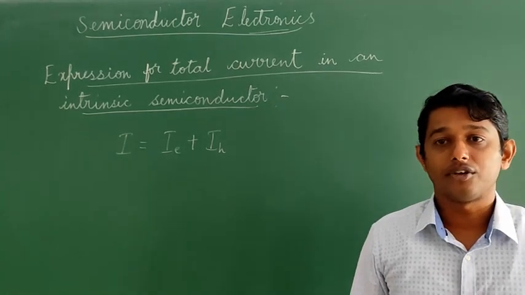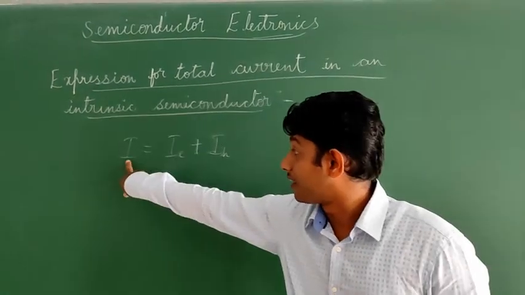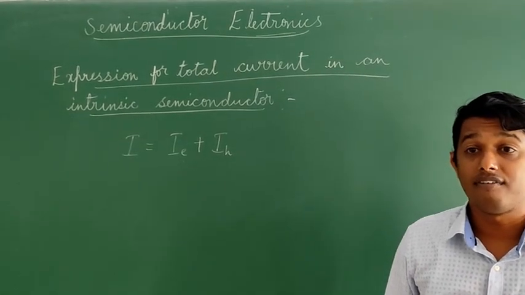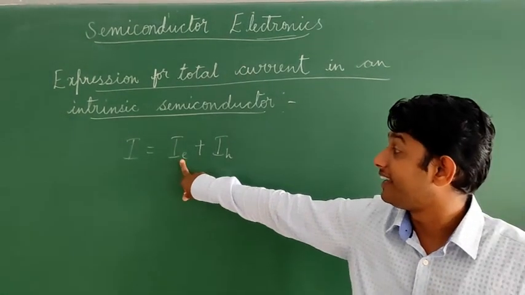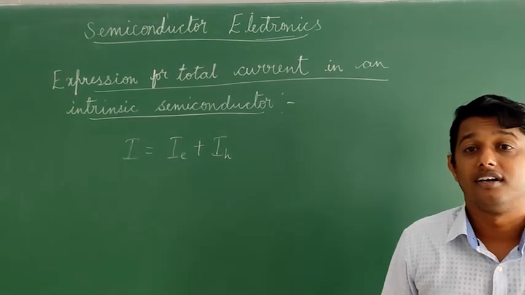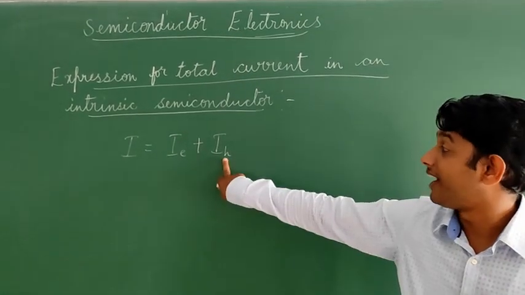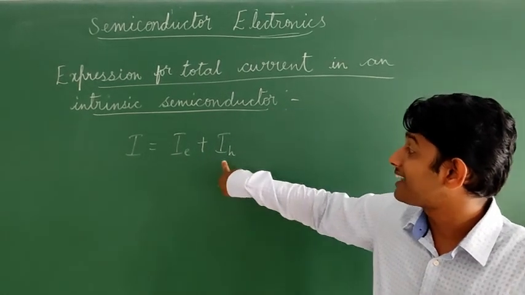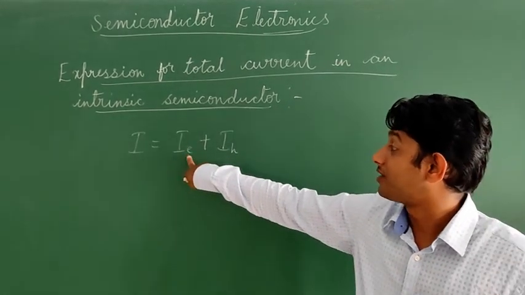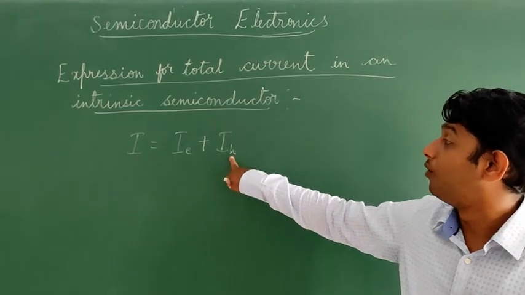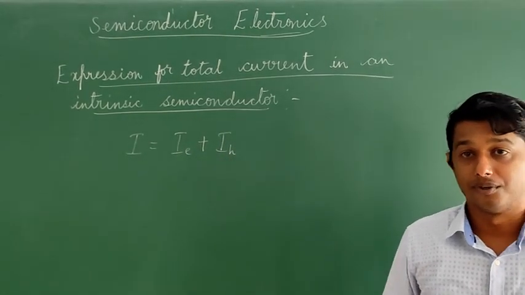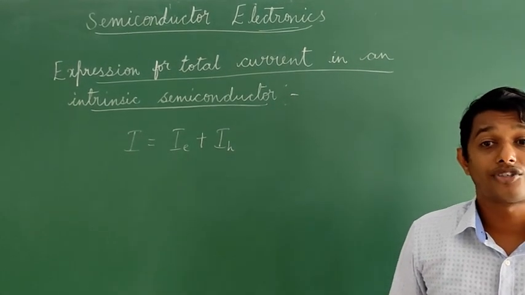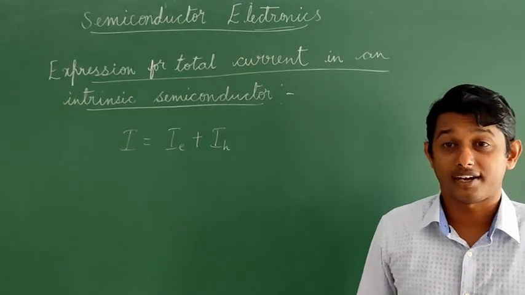So the total current I is equal to the sum of the electron current IE plus the hole current IH. The total current is thus the sum of the electron current and the hole current here.